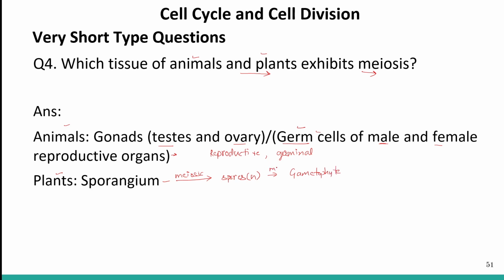Okay, with the help of mitosis, but here we are concerned about meiosis. So meiosis in sporangium gives rise to haploid spores. Sporangium is an example of a tissue where the cells undergo meiosis.